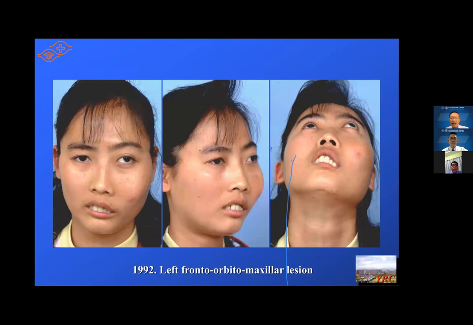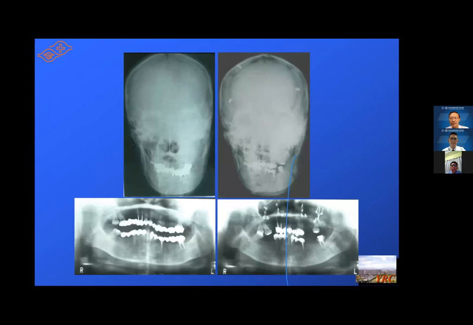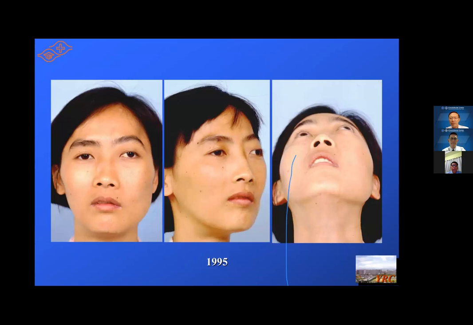And this is a patient of the frontal orbital area. And we can do two stages. One is the orbital area, the other is the OGS. And after OGS, then we can have this result. We can compare before and after. This is 3 years after.